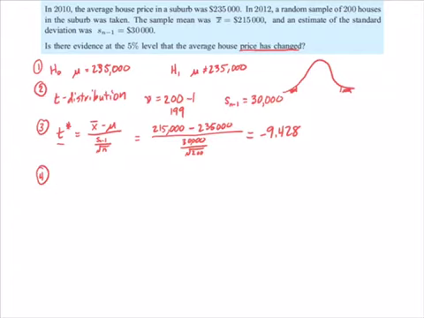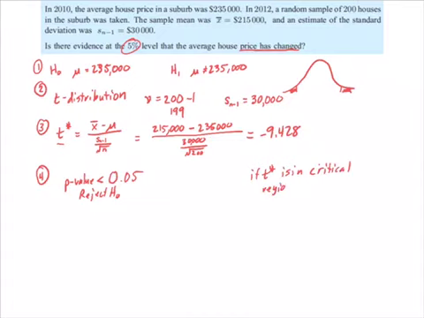Again, we can look at either the p-value or we can look at the critical region. Okay, so our decision rule is going to be: if the p-value is less than, again, we're looking at a 5% level, so if the p-value is less than 0.05, then we can reject the hypothesis. Or if the t-statistic is in the critical region, then again we can reject the null hypothesis.